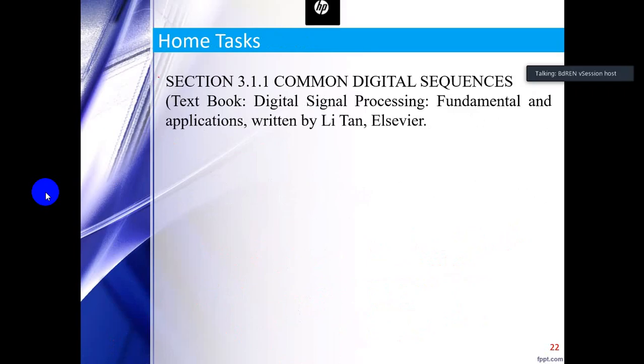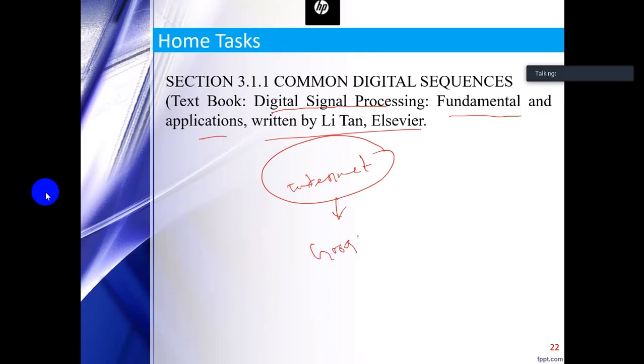You have a home test. Go through this textbook, Digital Signal Processing, Fundamentals and Applications. You can search the internet, or you can check your Google Classroom. Go through this section. There are some examples of this concept. Okay, let me discuss one example.